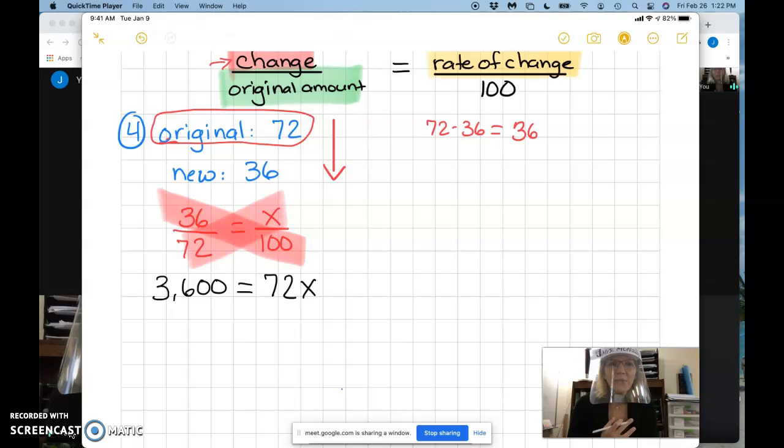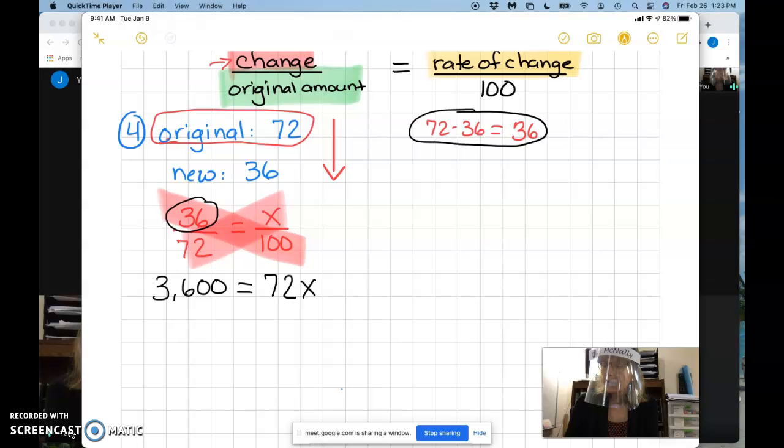So we're doing number 4 from the book. The original is 72, and the new is 36. So we're just plugging all this information into our formula. We got this top number by finding the difference of our two numbers, the original minus the new, and then we put it over the original amount equals x over 100. Okay, so now we're just solving.